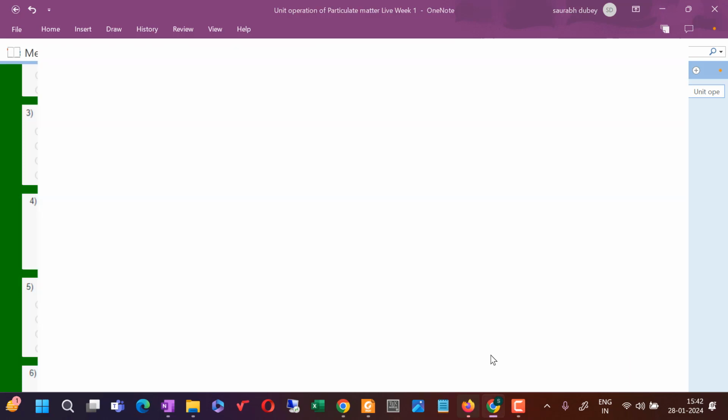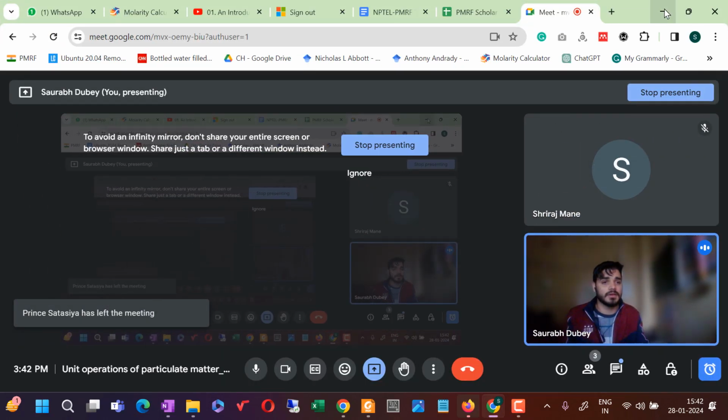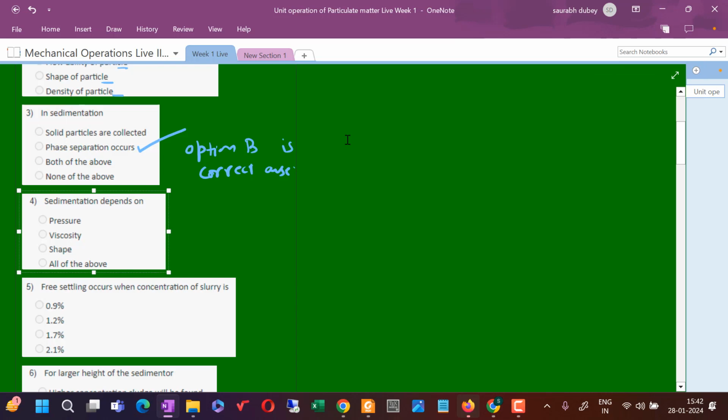Anybody want to try this? Anyway, this sedimentation depends upon these factors. Atmospheric pressure will be there, acting from the top, and that will have its influence on the entire sedimentation process that will be happening there. So here all the options will be correct. So option D is correct. D is correct.